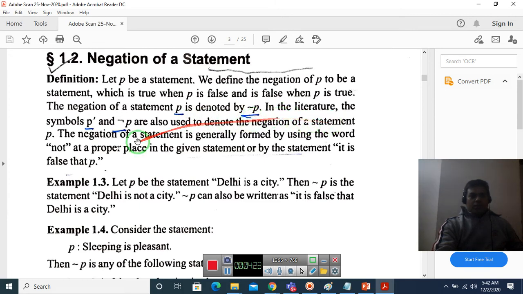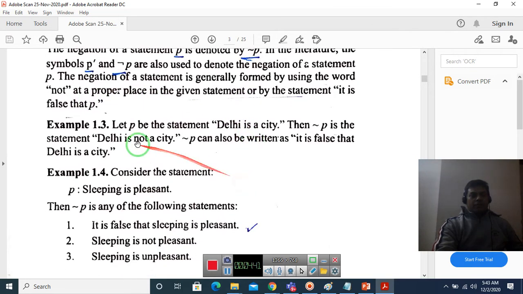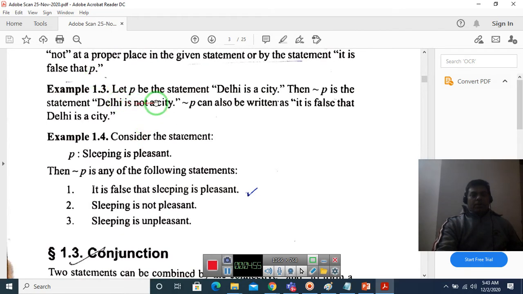In the literature, the symbol P dash is also used to denote the negation of a statement P. The negation of a statement is generally formed by using the word not at the proper place in the given statement, or by the statement "It is false that P." You can use these two ways. You should put the word not at the proper place, or you should add "it is false that" before P.